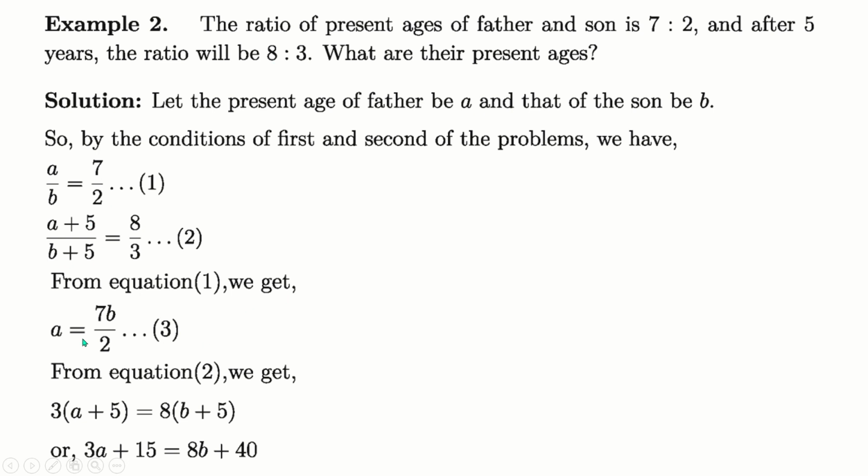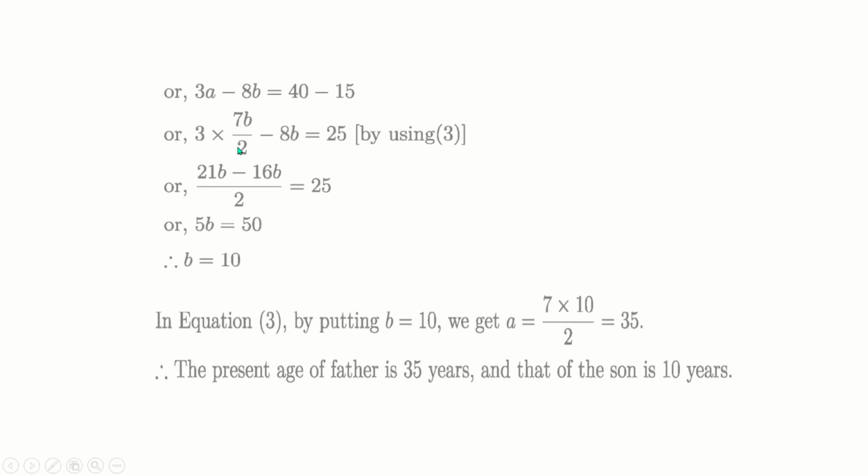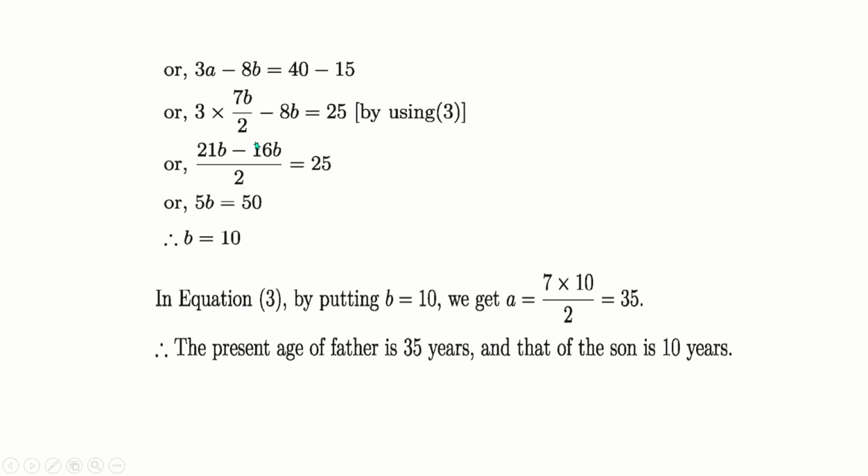From equation 1 we get A is equal to 7B by 2. Cross multiplication from 2 will give 3 into (A plus 5) equal to 8 into (B plus 5). Now calculate. Here A is equal to 7B by 2 using 3. Now calculate, we will get B is equal to 10. Therefore A equal to 35. That means the present age of father is 35 and son is 10 years.